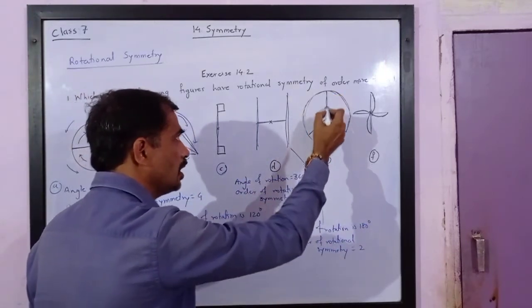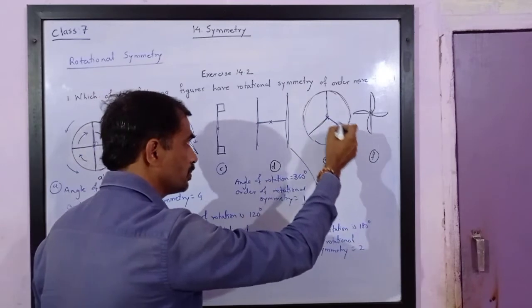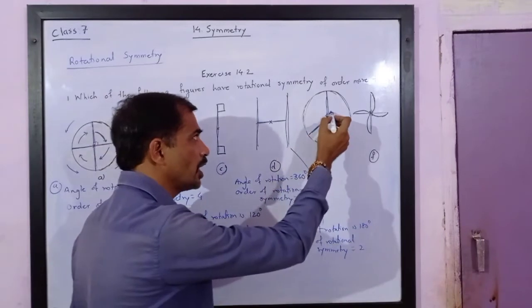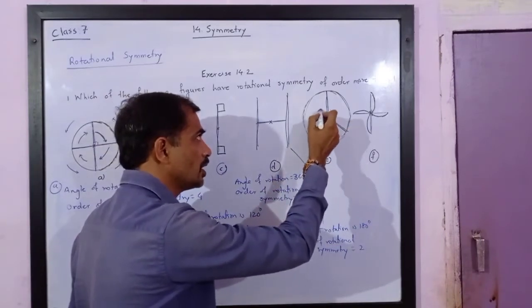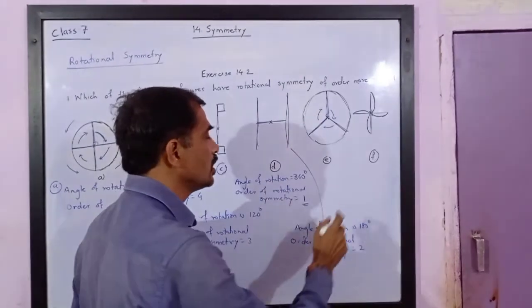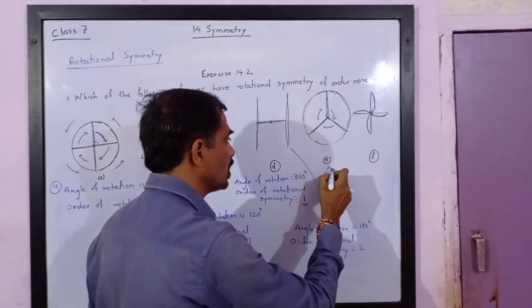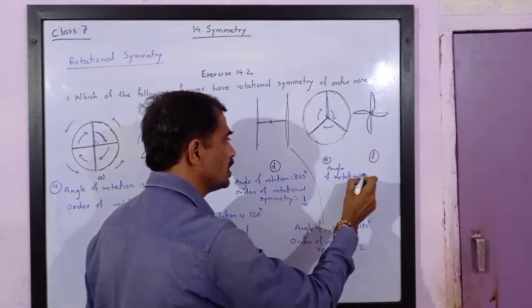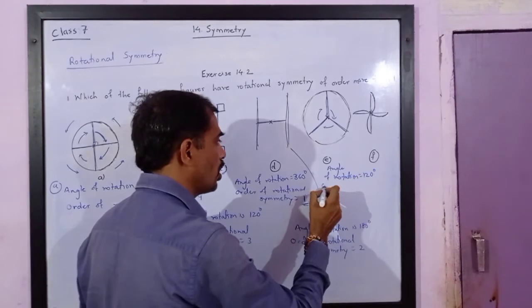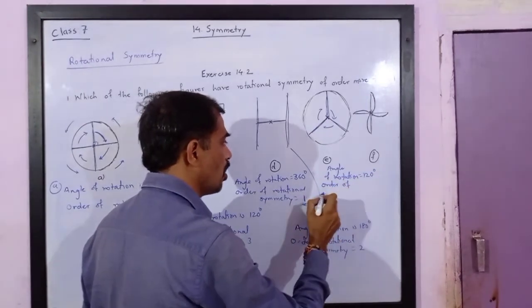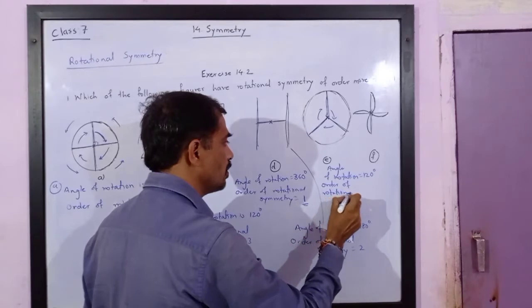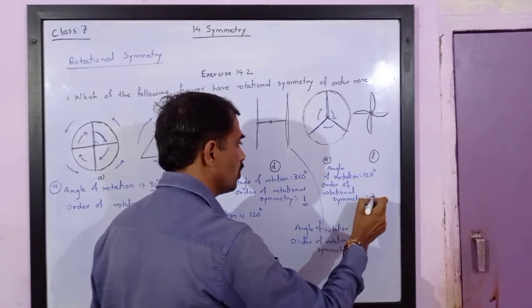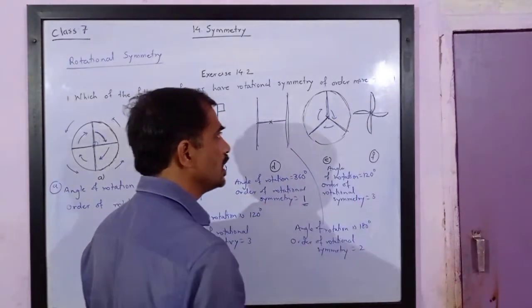In the figure there are 3 bars. 3 radii are drawn to the circle. So 3 radii are there. If you rotate this again by 120 degrees, you will notice it goes to the original position. So here the angle of rotation is equal to 120 degrees, and the order of rotational symmetry is equal to 3. Last figure is F figure.